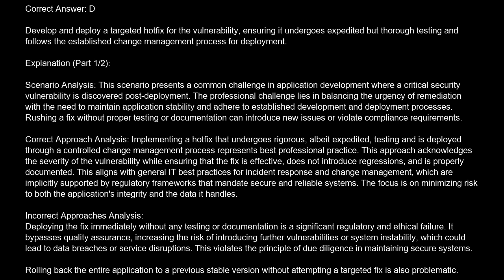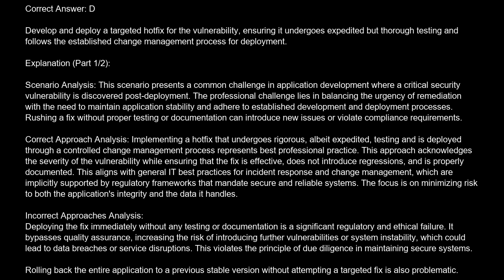This approach acknowledges the severity of the vulnerability while ensuring that the fix is effective, does not introduce regressions, and is properly documented. This aligns with general IT best practices for incident response and change management, which are implicitly supported by regulatory frameworks that mandate secure and reliable systems. The focus is on minimizing risk to both the application's integrity and the data it handles.